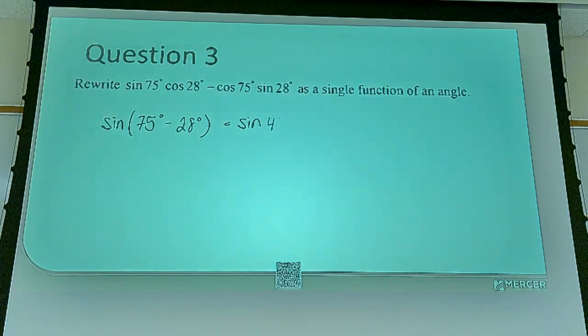What is that? 47 degrees. Sine of 47 degrees. There you go. That's all we have to do.